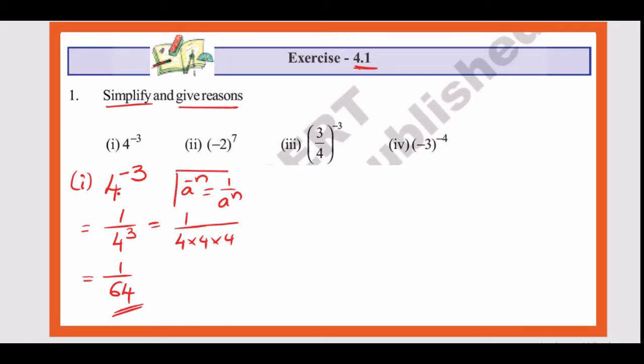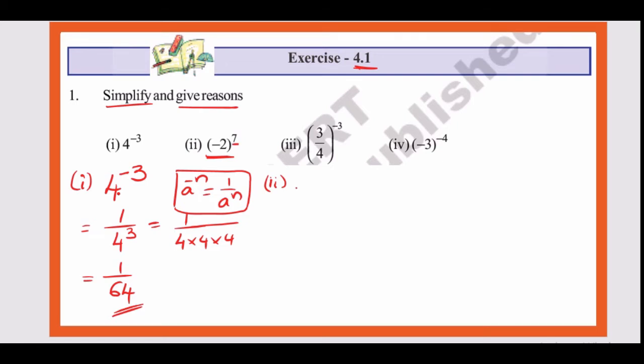What is the formula that we have used here? a power minus n is equal to 1 by a power n. Next, moving on to question number 2. If you observe question number 2, it is minus 2 whole power 7.